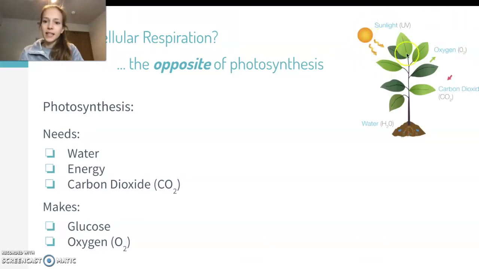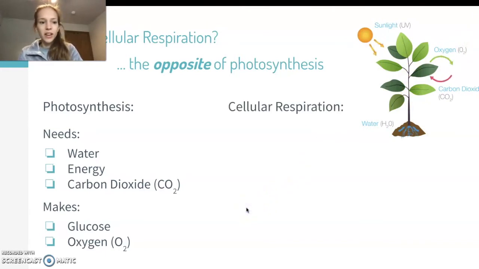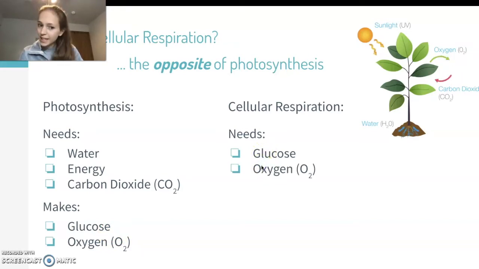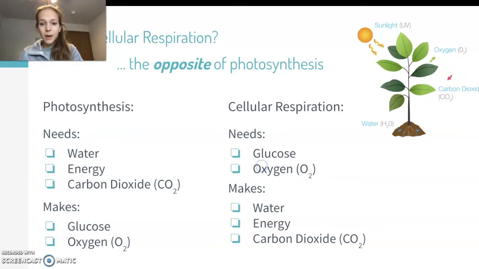We saw that we needed the sun, the water, which we got through the roots, and we exchanged carbon dioxide for this oxygen gas. Now, let's take a look at cellular respiration. What do we need? Well, the opposite. We need the things we made in photosynthesis, so glucose and oxygen. Now I bet you can guess what we make. We make some water, we make some energy, and we make some carbon dioxide.